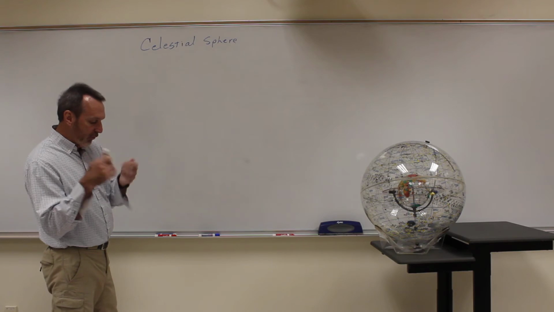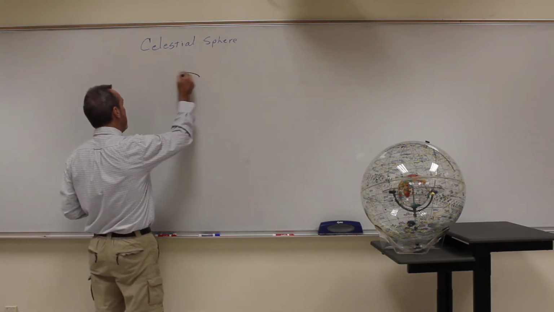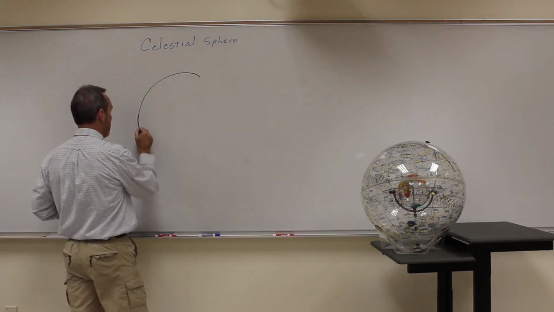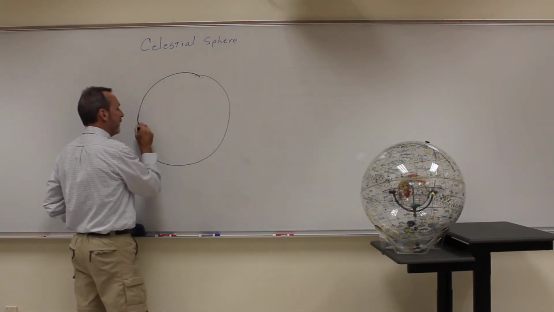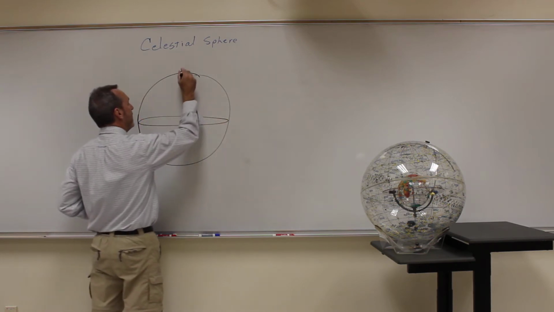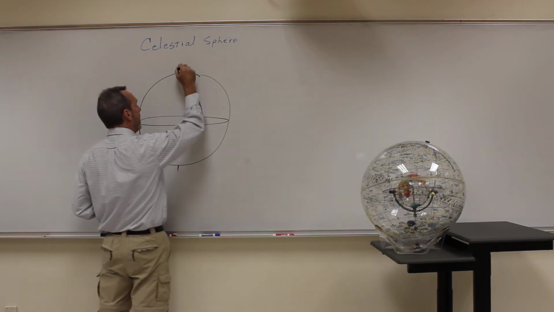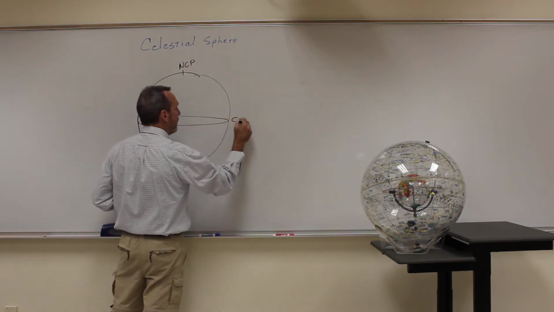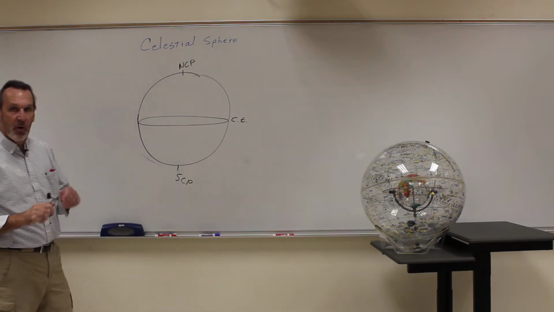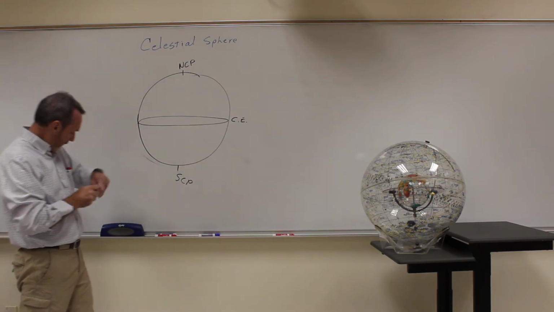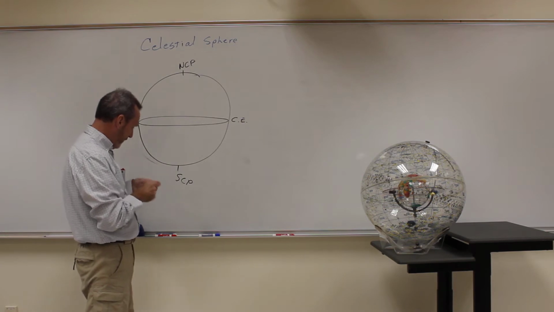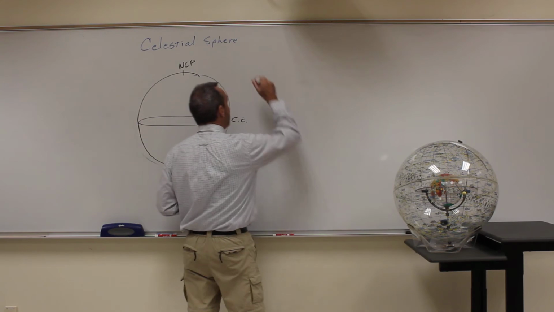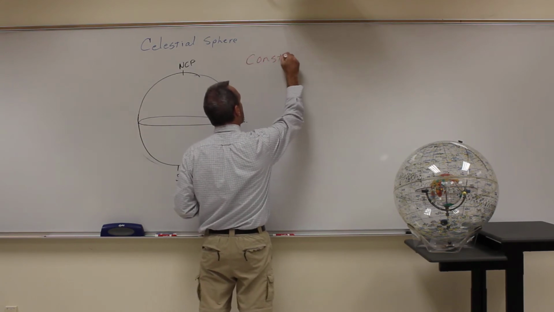All right, our celestial sphere, remember, is this imaginary sphere. Yeah, that's really a sphere there. Imaginary sphere that goes around the Earth. And we're talking about these key points on the celestial sphere: the north celestial pole, the south celestial pole, and the celestial equator. Okay? Also, what we find on the celestial sphere is where all the stars are. And we talked about the stars being embedded in the celestial sphere.